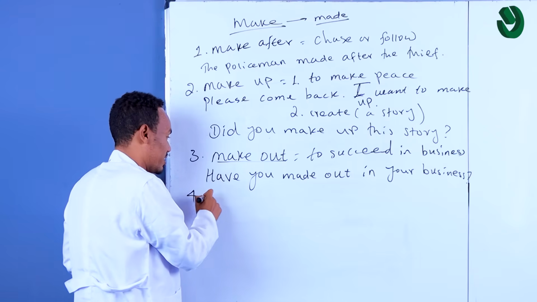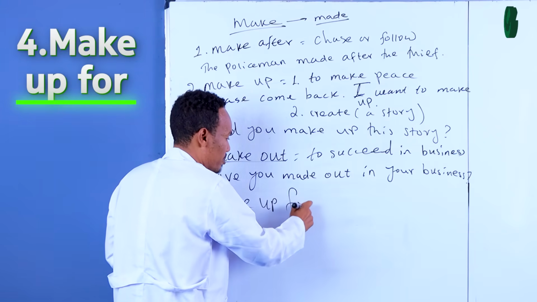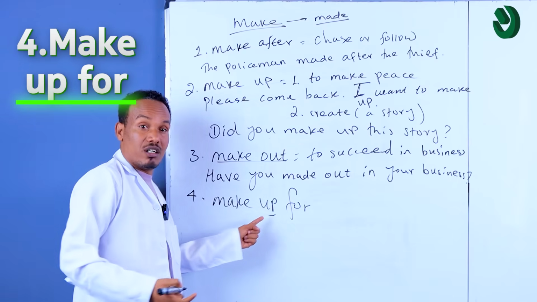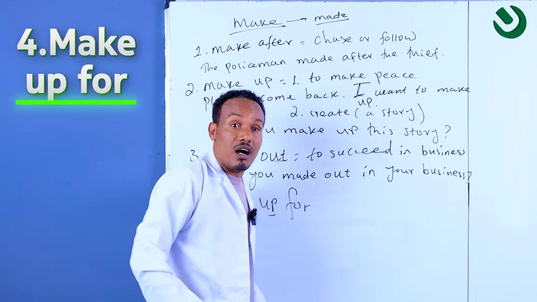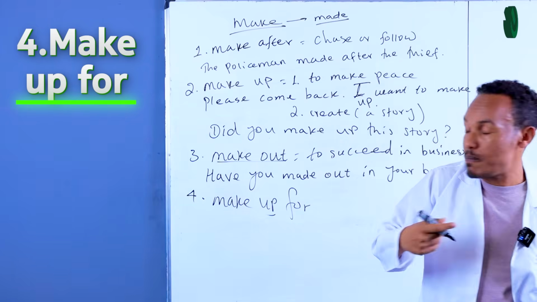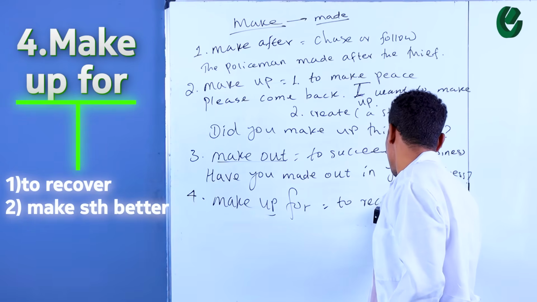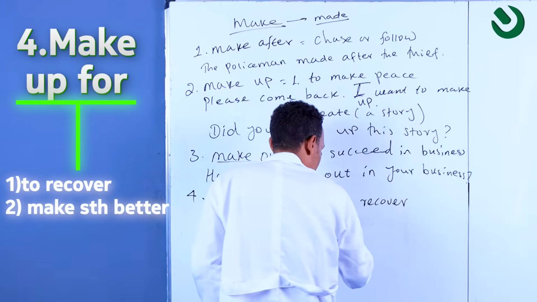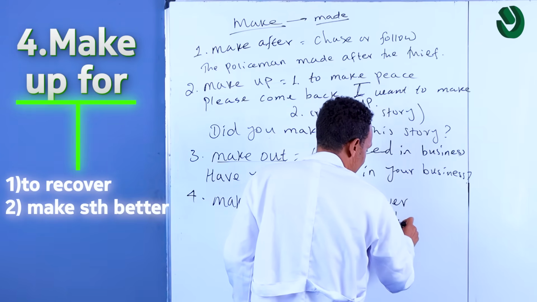Okay, nice. And the next one is make up for. How many prepositions do we have here? Two prepositions. Make and for. So make up for. Say with me. Make up for. To make up for means to recover. What does it mean? To recover. Or to make something better. All right?